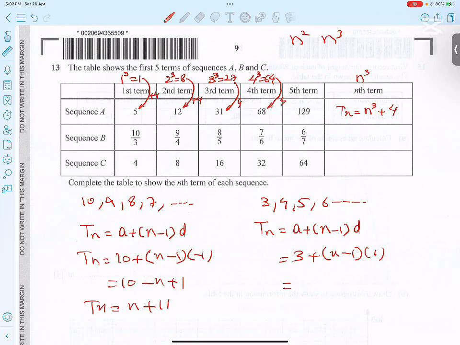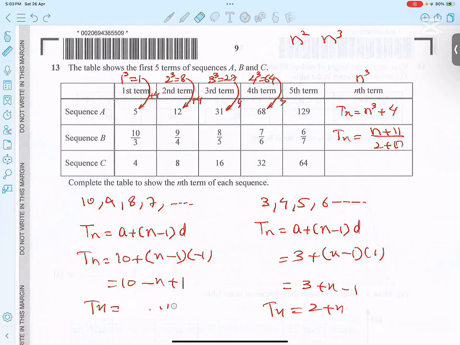And the same story here: 3 plus n minus 1, and I got 2 plus n. So this is my nth term. So I got the term n plus 11, sorry, divided by 2 plus n. Okay, so this is done, and this is okay. And now let's go for the next, wait a minute, I made a mistake here. There's a negative n, sorry. There's a negative n.